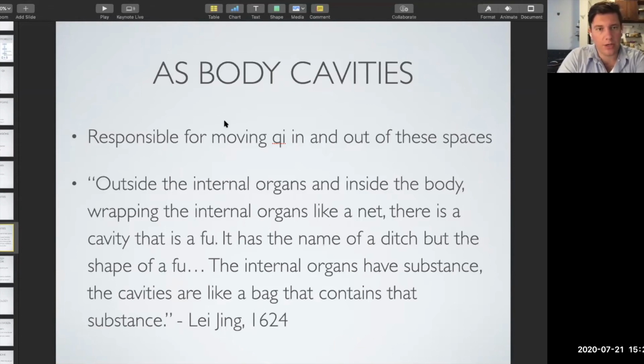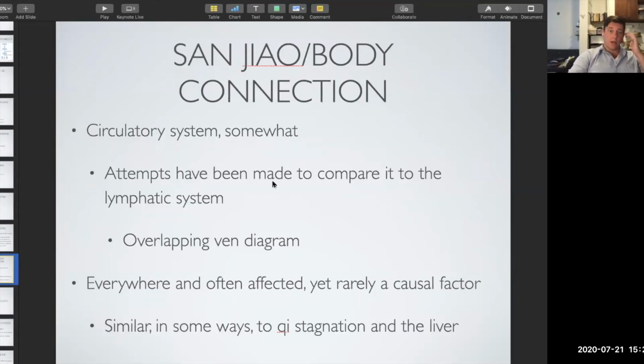There's room for interpretation and for argument about this. Some people have talked about maybe the Sanjiao being all connective tissue in the body. But this would be the first organ that we get a one-to-one correlation with Western thought, if that was true. So it seems to have some overlap with the lymphatic system, with connective tissue, maybe with the nervous system as well. It plays a lot of different roles simultaneously, which is part of what makes it confusing. So it's kind of circulatory, everywhere and often affected, yet rarely a causal factor.